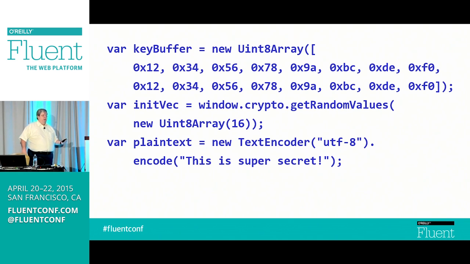So these 3 lines of code all set up buffer source objects 3 different ways. The key buffer creates it with the uint8 array constructor and gives it data to fill in initially. The initialization vector is created with getRandomValues. We finally have a purpose for that. And plain text is using the new encoding API and the text encoder object to convert a string into a UTF-8 encoded array buffer or array buffer view.